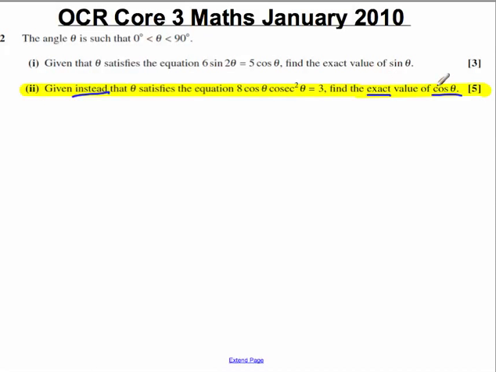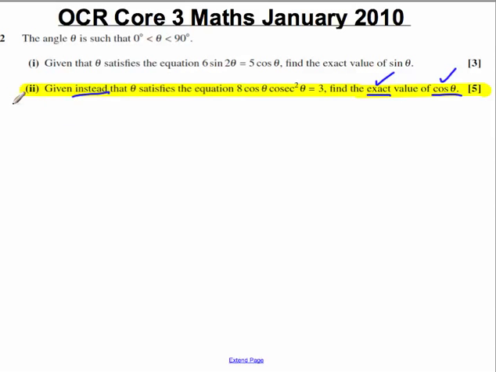Also, what are we trying to find? Well, no one's asked us to find theta. We're asked to find cos theta, and we also need to find the exact value. So I don't want to see rounding to 3 significant figures like you usually would. This answer will probably have a surd or fraction in it.